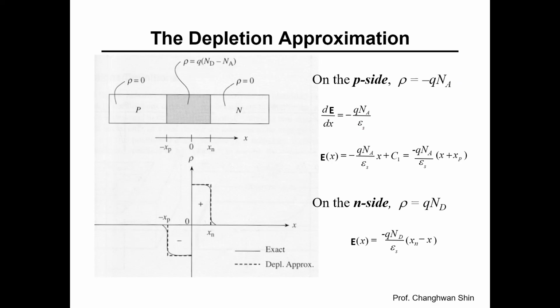Number two, the key assumption is that outside the depletion region, the semiconductor is neutral and has no net charge. So this creates a charge density profile as shown in the figure. On the p side, from here to there, the charge density rho is simply equal to minus q times N sub A, negative charge from ionized acceptors. On the n side, from 0 to x sub n, the charge density, this value, is equal to plus q times N sub D, positive charge from ionized donors.